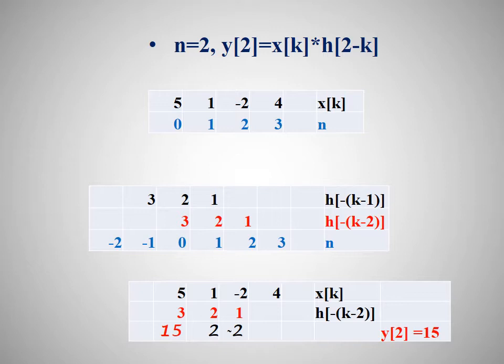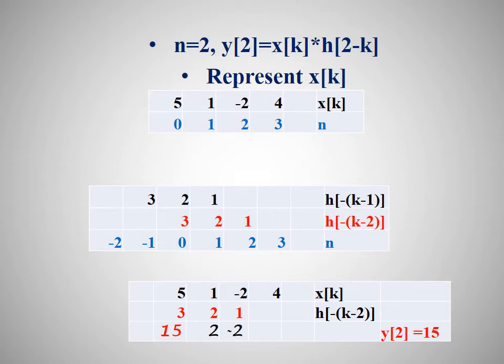Let us go on to the next case where n is equal to 2. When n is equal to 2, the expression becomes y of 2 is equal to x of k into h of 2 minus k. As usual, the first process is to represent h of k, next represent h of 2 minus k from h of 1 minus k, and then multiply and add if necessary. Going by similar grounds, x of k is represented as, at n equal to 0, 5, at n equal to 1, 1, at n equal to 2, minus 2, and at n equal to 3, 4.